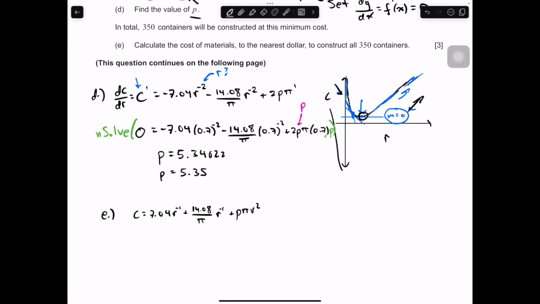Calculate the cost of materials to the nearest dollar to construct 350. Okay, so we know what P is. We know R itself is equal to 0.7. So this actually isn't all that bad of a question, I suppose.